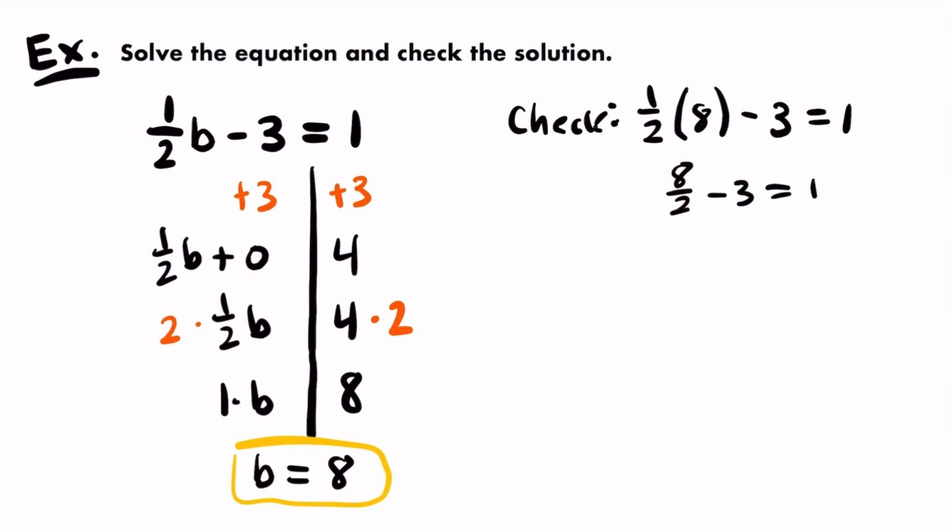But 8 divided by 2 is 4. So we have 4 minus 3 equals 1. And 4 minus 3 is 1. So we have 1 equals 1, which is a true statement. And so b equals 8 is the solution to this equation. Let's look at another equation that involves fractions.